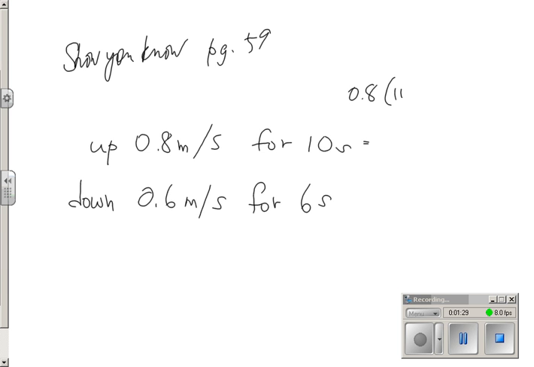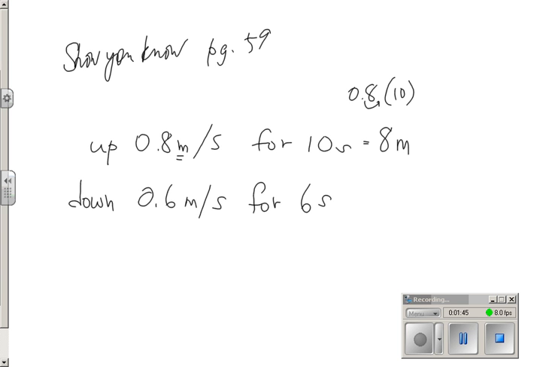0.8 times 10. And again, we're going to use the brackets to represent multiplication. What is it when you multiply by 10? Well, you simply move the decimal one place over. So what's my answer? It's 8. 8 what? 8 meters is how far I went up. So in the first 10 seconds, I went up 8 meters.